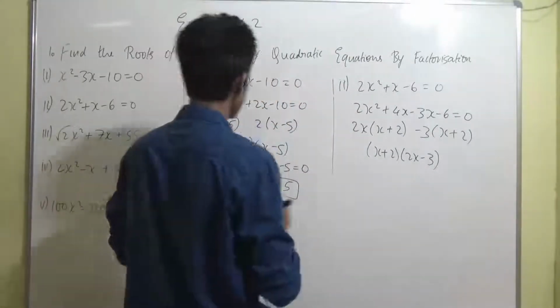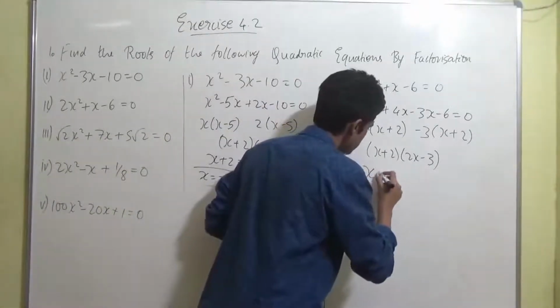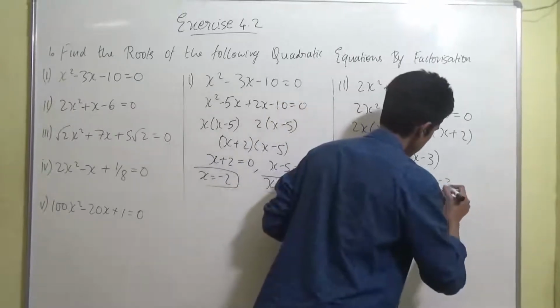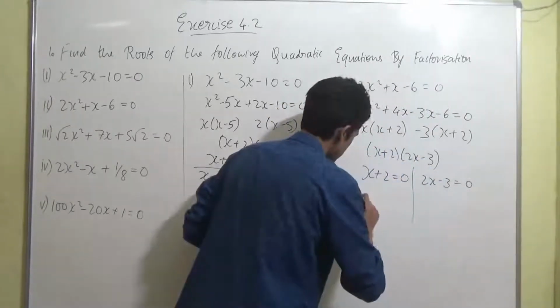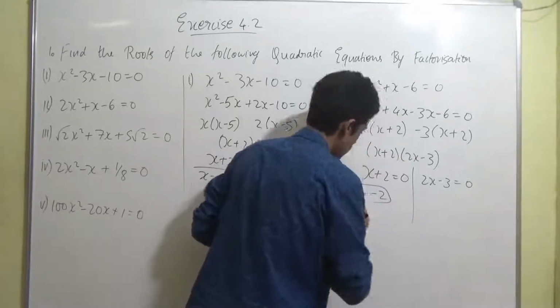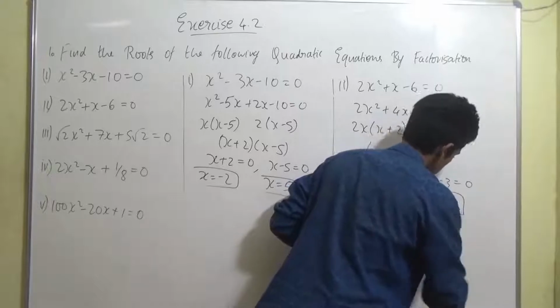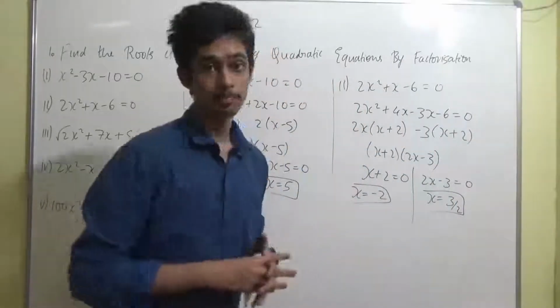So what's the solution from this? The roots: x plus 2 equal to 0 you have to do, and 2x minus 3 equal to 0 you have to do. Then x you will get as minus 2, and from here x you will get as 3 by 2. Done. That's it guys, as simple as that.